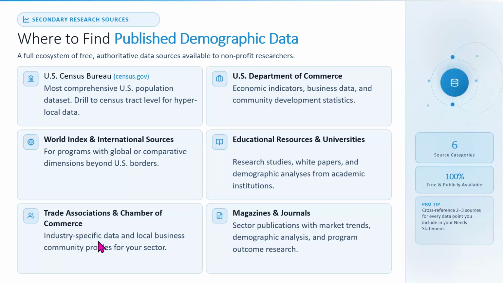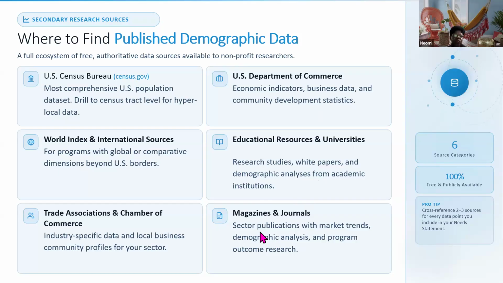Then we can go to trade organizations and chambers of commerce. That's important if you have a client who wants to start a business and you're trying to get data to show the business will work: how many businesses already exist in the neighborhood that do what we do, and what makes us unique. You can go to the Department of Commerce, and to educational resources. I go to universities all the time to get information. And you can go to research magazines. That's a lot.